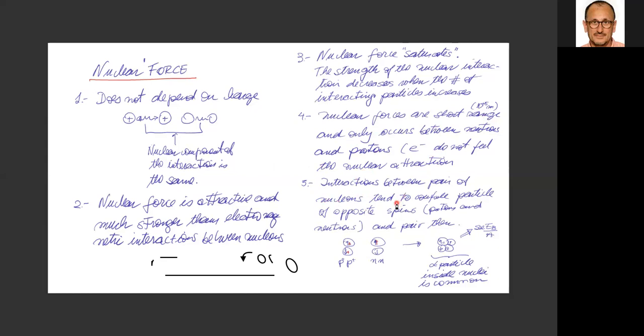Interaction between a pair of nucleons tends to couple particles of opposite spin, protons and neutrons. So essentially, the nucleons inside a nucleus, if you look at them, will try to find themselves coupled together in this way, forming a pair of protons with opposite spins, or a pair of nucleons with opposite spins.